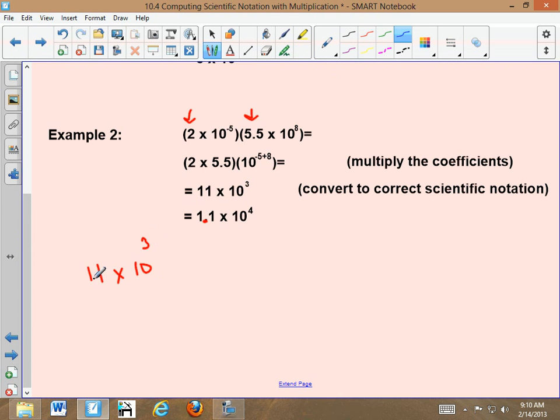I put an X where my decimal should be. My decimal on this one is right here. My decimal, when I don't see one, is behind all of the numbers. And I move from the X to the decimal. I moved 1. So I have 1.1. Notice how I'm replacing the X with the decimal. Times 10. I moved 1 to the right. So what do I do with my 3? Plus 1. That's how I got to the fourth power. I moved 1 to the right. That means I plus 1.